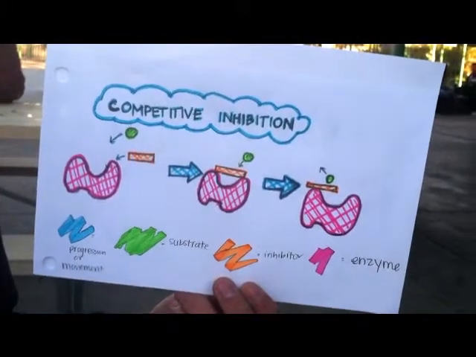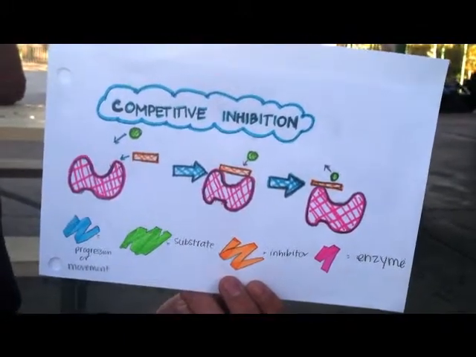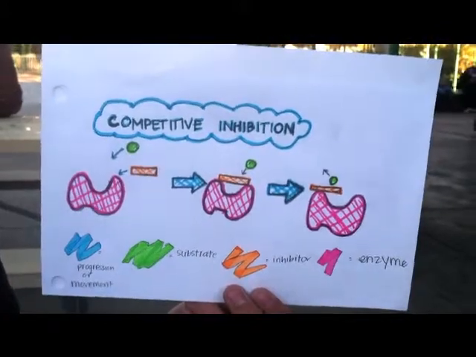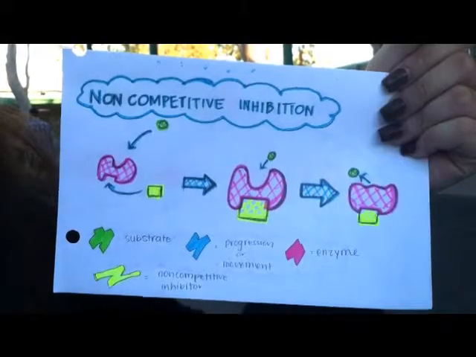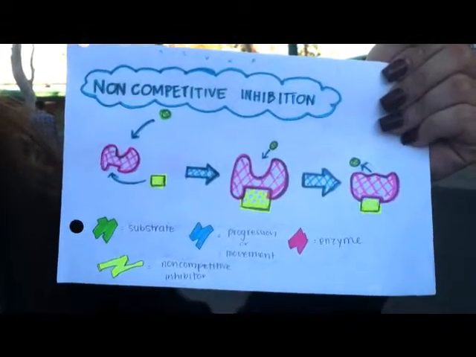That is kind of like when you and your friends are trying to take a picture together, but a pedestrian passes by and photobombs. This is a diagram representing non-competitive inhibition.